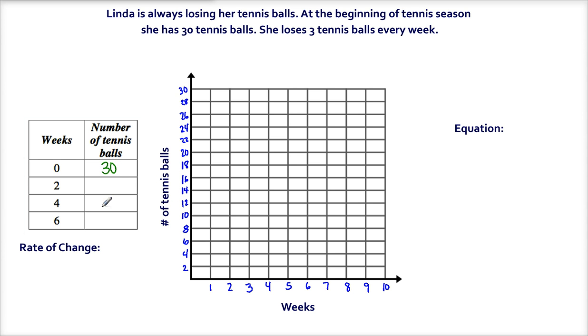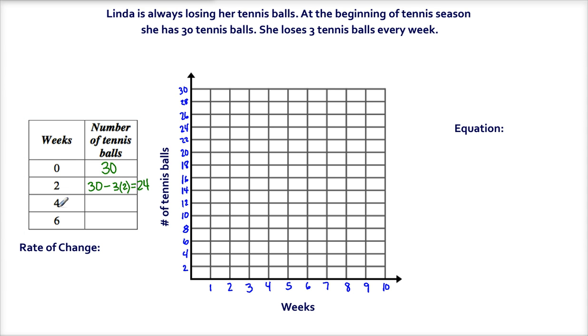Okay, next, how many tennis balls does she have after 2 weeks have passed? Well, it says that she loses 3 tennis balls every week. So she started with 30 and she loses 3 every week. But 2 weeks have passed, so it'd be 3 times 2 for 2 weeks now. So what's 30 minus 6? 24.